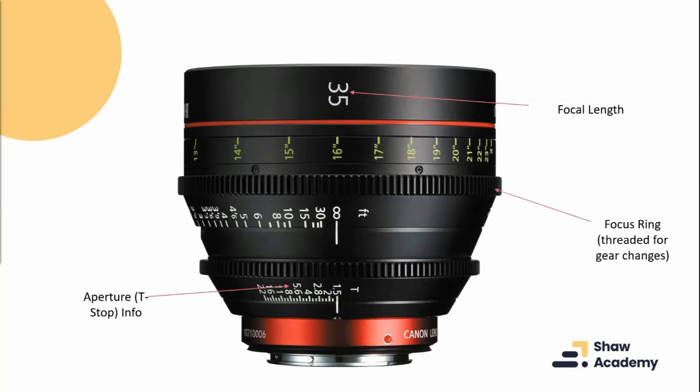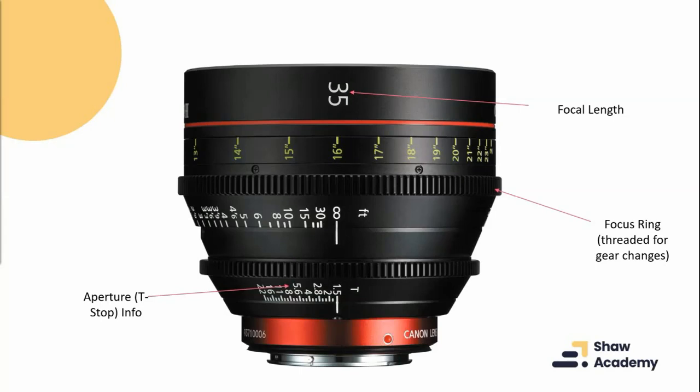Now, we also have our focus ring, and now this is threaded for gear changes. So in other words, generally, when you are focusing with a cine lens, you're not going to be using your hands. You're going to be using a device. You're going to be using a focus grip that would allow you to change the focus by rotating the grip.